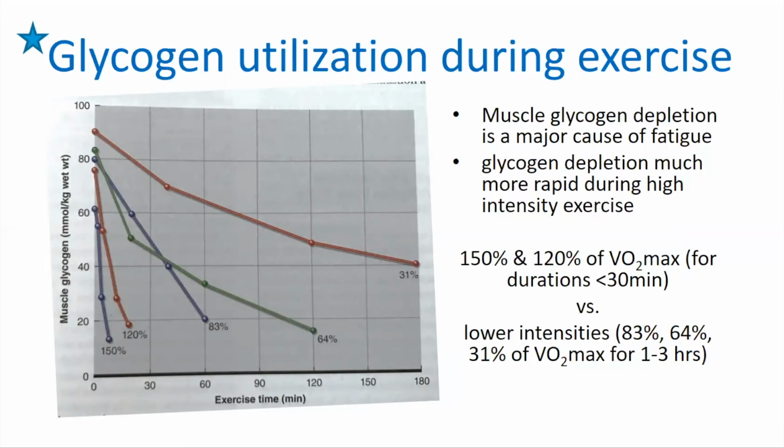The reason for this, if you recall, is that in these lower intensity exercises, we are relying on fat metabolism. So the reliance on glucose when we're working at 31 or 64% of our max is going to be much lower, and this is going to allow us to use glycogen at a slower rate.